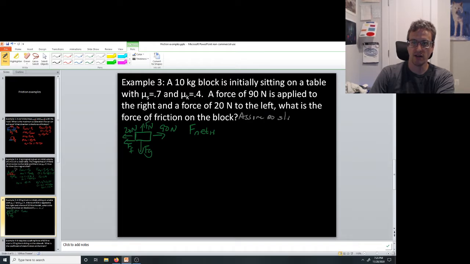Assume no slide. Okay. Fnet horizontal is equal to 90 minus 20 minus the force of friction. And Fnet vertical is equal to Fn minus Fg. Now, if we're assuming no slide, that means the acceleration in both dimensions is 0. So this is mass times 0 equals 70 minus force of friction. This is mass times 0 equals normal force minus mg.